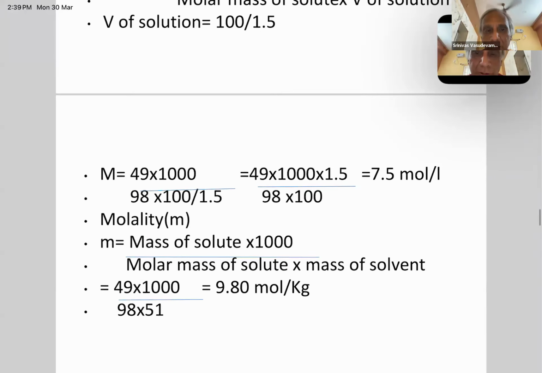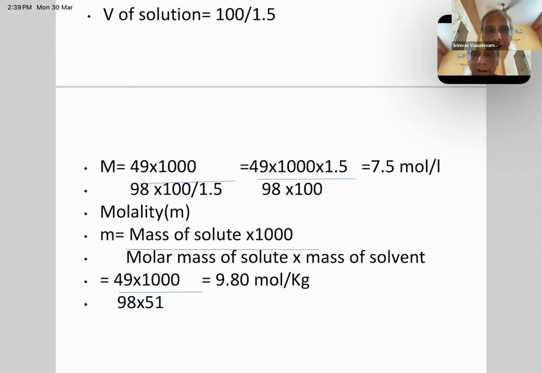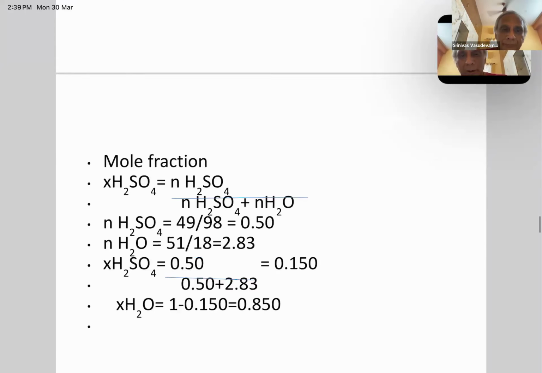Now substitute here. So 49 by 98 into 1000 by 100 by 1.5. That is equal to 49 by 98 into 1000 into 1.5 by 100, which is equal to 7.5 mole per liter. Molality is mass of solute by molecular mass of solute into 1000 by mass of solvent. 49 by 98 into 1000 by 51 is 9.80 mole per kilogram here.